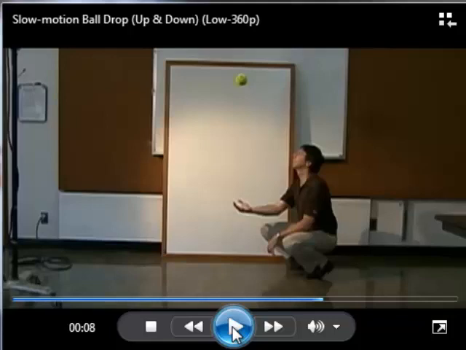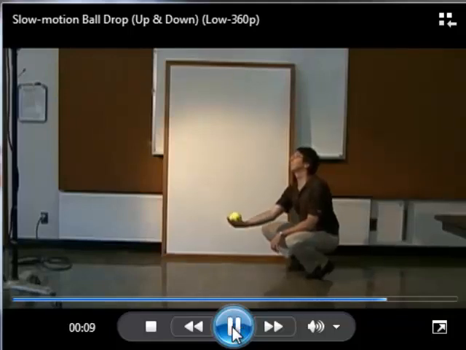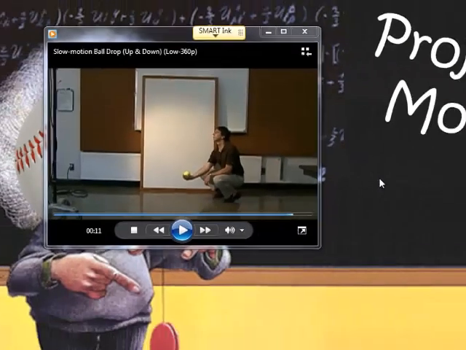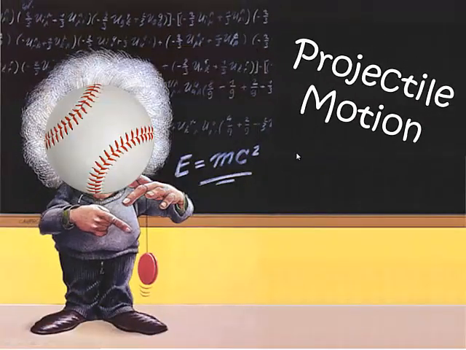At the top of its throw, where the ball is now, the object has a zero velocity. But gravity is still pulling down on it, so it still has a negative acceleration. Then it's going to fall down. Negative velocity and negative acceleration means it's going to be going faster and faster. That's free fall.